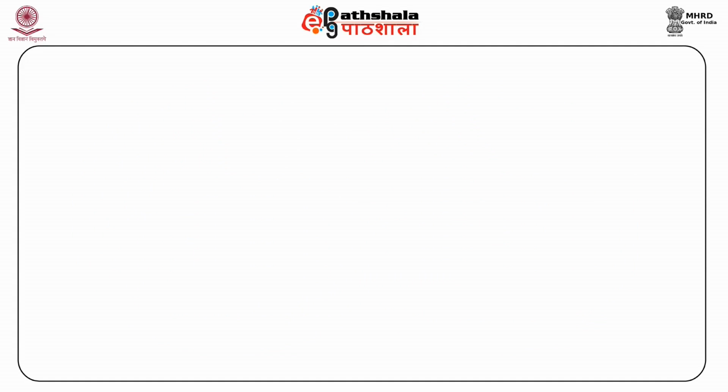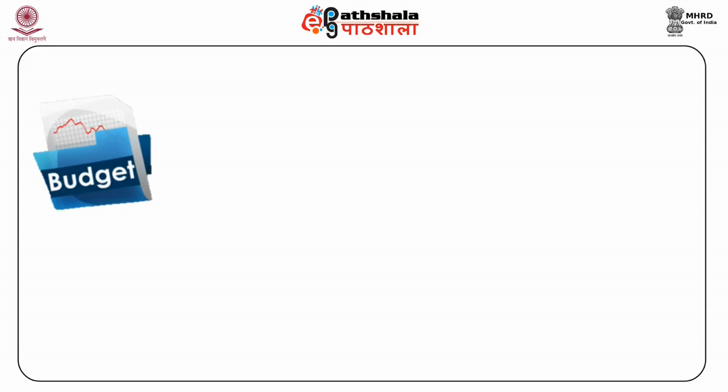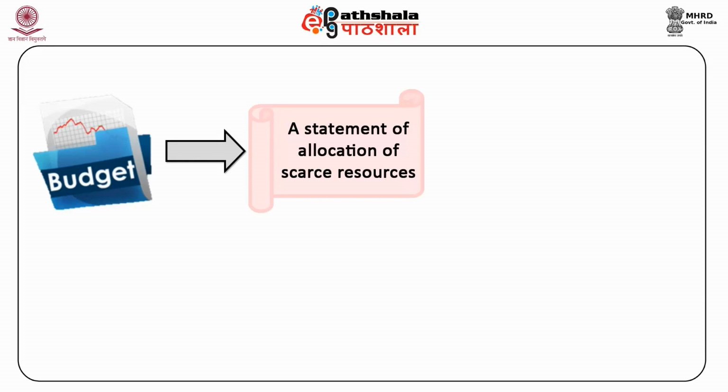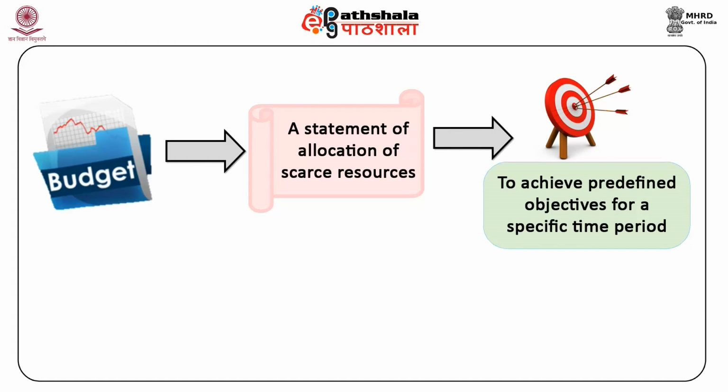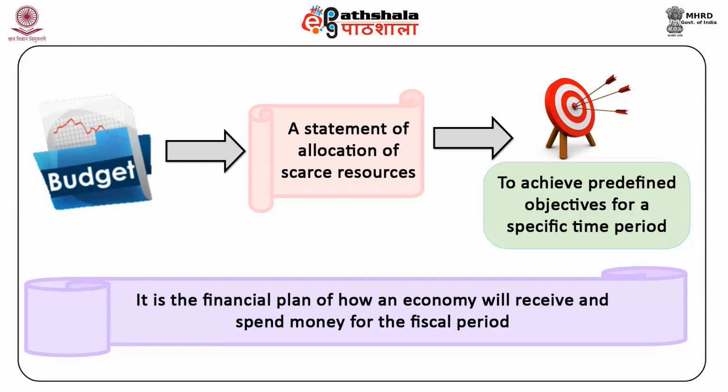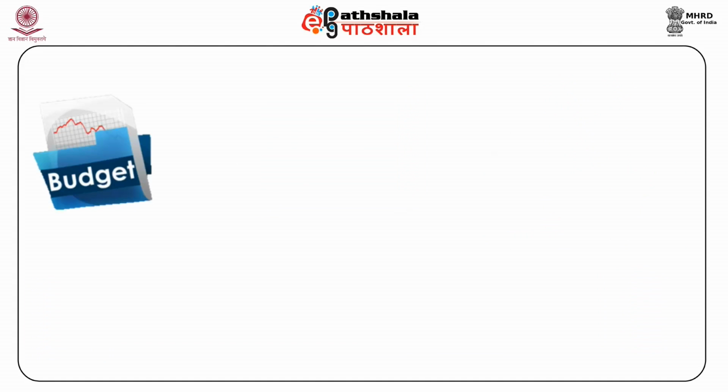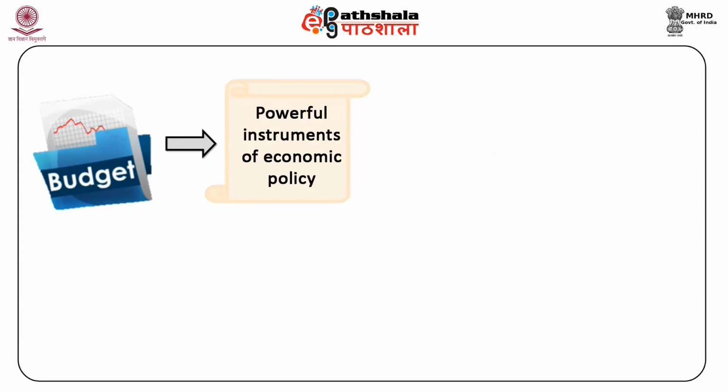We shall now throw some light on how the budgetary resources of an economy are allocated for balanced economic growth and economic stability. A budget is a statement of allocation of scarce resources to achieve predefined objectives for a specific time period. It is the financial plan of how an economy will receive and spend money for the fiscal period. The budget is the most powerful instrument of economic policy.